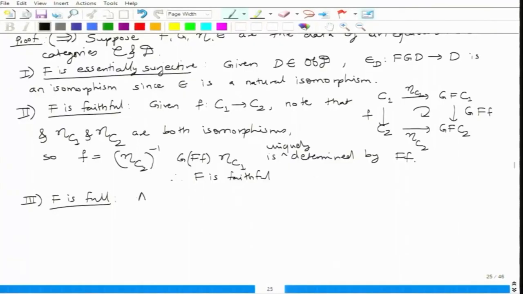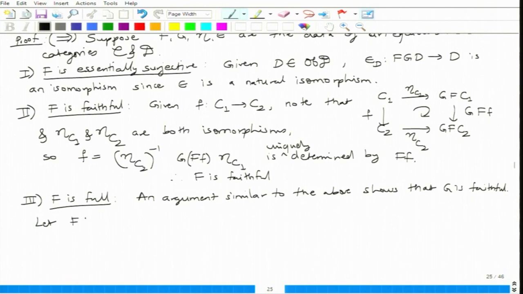So, for that reason, an argument similar to the above shows that G is faithful. Okay, so G is faithful, you can conclude that F is full from the fact that G is faithful. Okay, let's see how. Let there be a map, a morphism, FC1 to FC2.